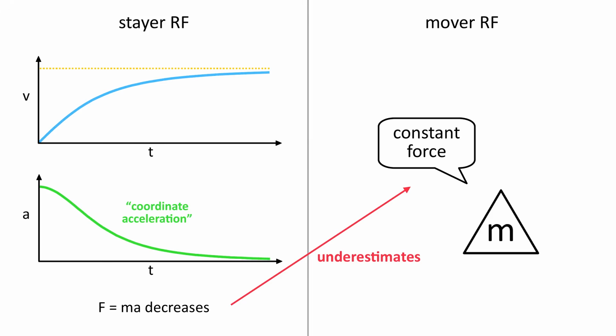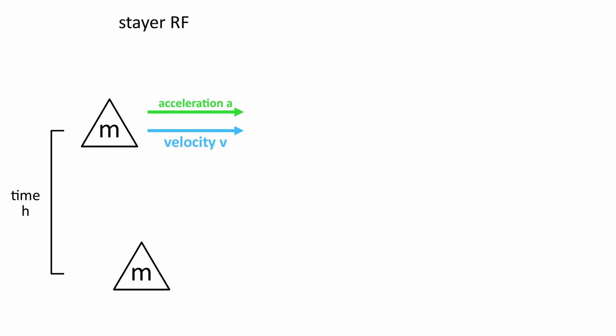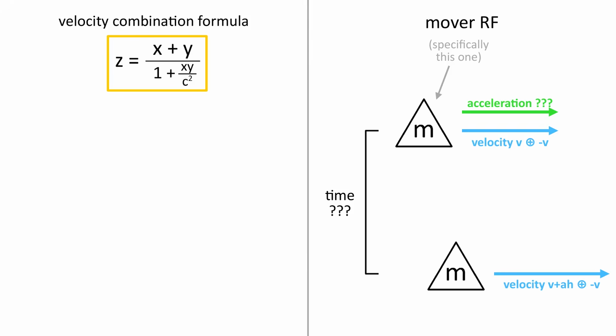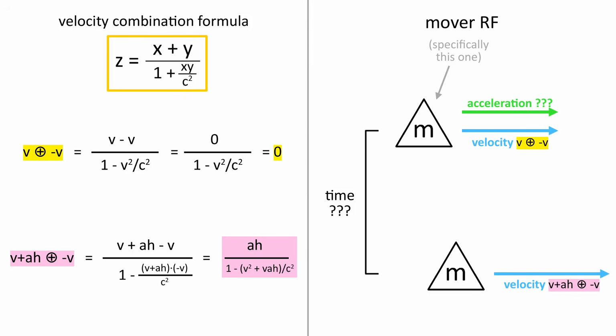But how much? Well, we're going to derive an equation for it with the following scenario. The stayer is stationary while the mover is moving at velocity v and accelerating at a. After h seconds, their velocity goes from v to v plus ah. But in the mover's own reference frame, the velocities are different, so we have to combine with a minus v. Using the formula from part 6, we could see their velocity before is 0 and after is ah over 1 minus v squared plus vah over c squared.